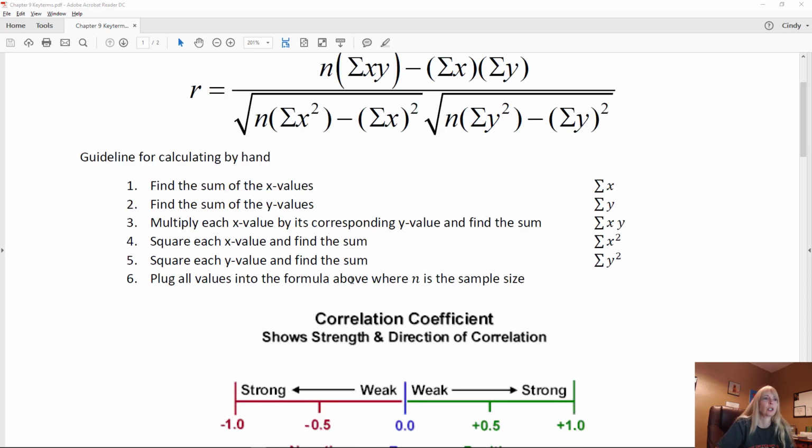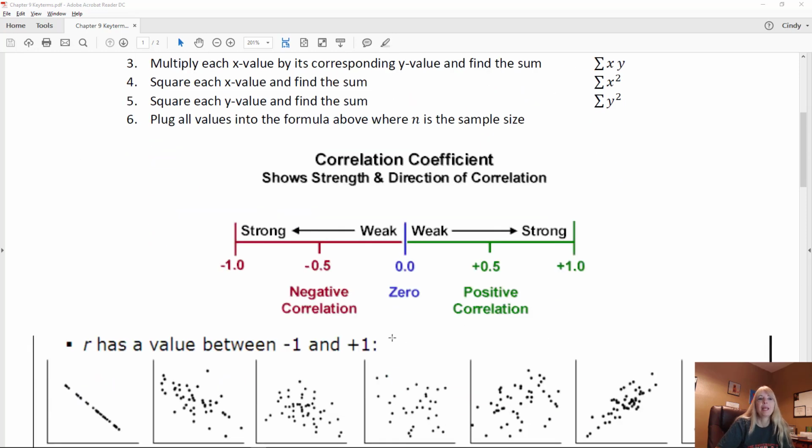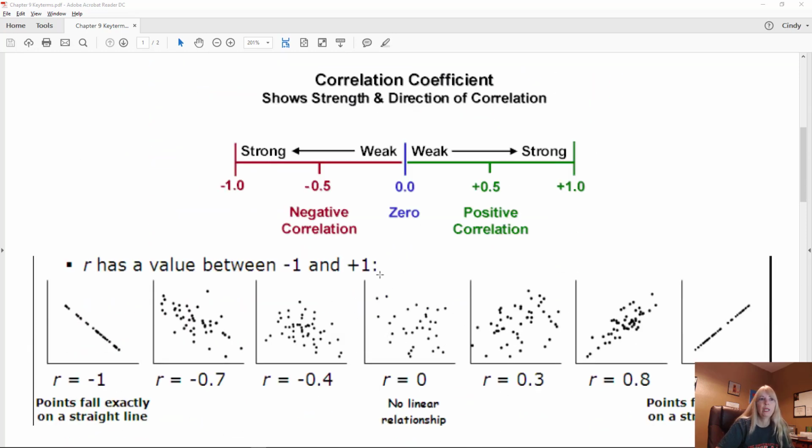I would use technology. When you get a correlation coefficient, you get a number, right? When you plug all that stuff in, you actually get a number. That number must be between -1 and 1. If it's not, then you did something wrong. All right, and so if I have a -1, that is a perfect, I mean, they are lined right up together, a perfect negative correlation.